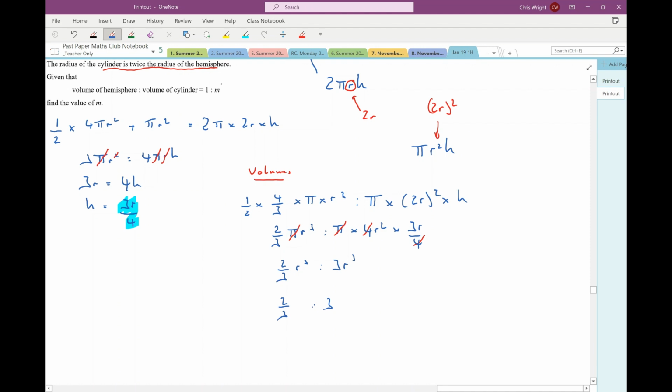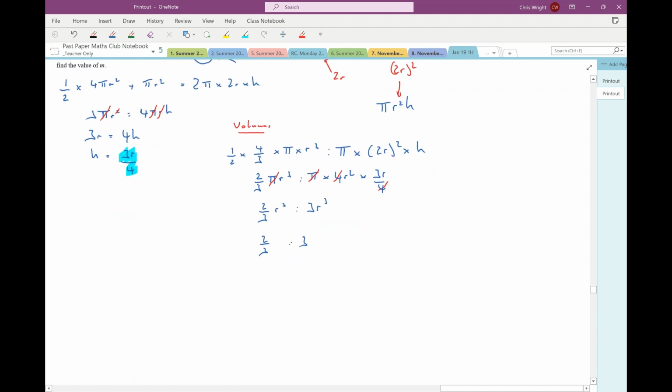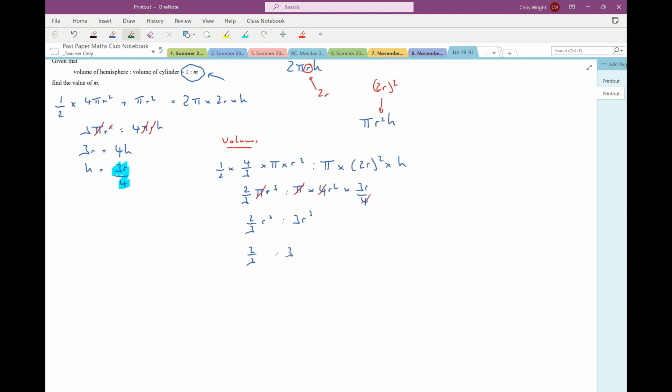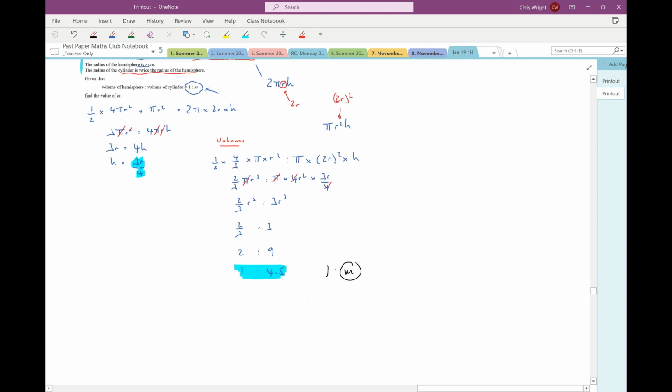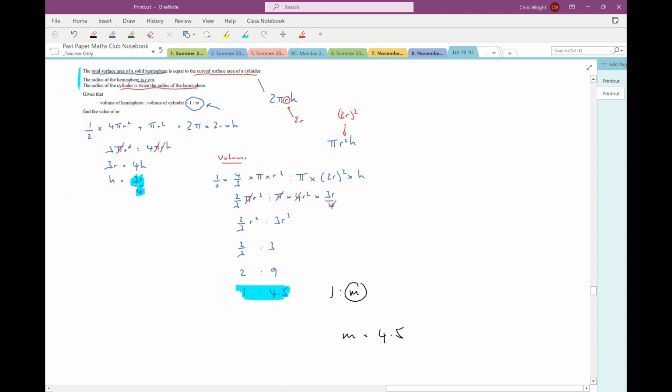Now I'm asked to write this as 1 to something. The question is, what is that something? So let's multiply both sides by 3. So now I've got 2 to 9, 1 to 4.5. So the ratio of the volume of the hemisphere to the volume of the cylinder is a ratio of 1 to 4.5. And in the question, you're given that as 1 to m, and you're asked what m is. So my solution is that m is equal to 4.5. And that is that one sorted.